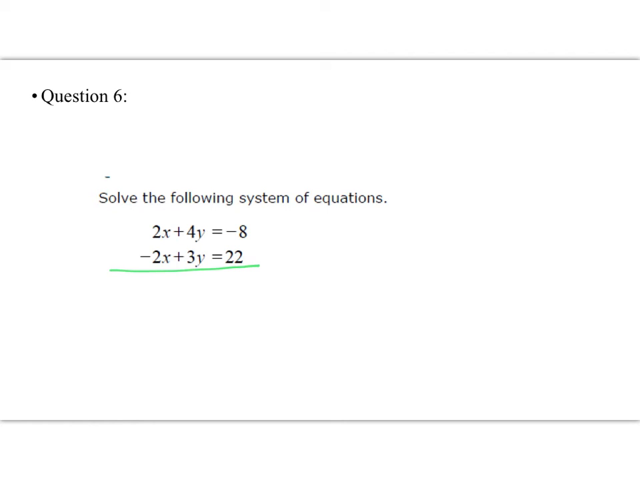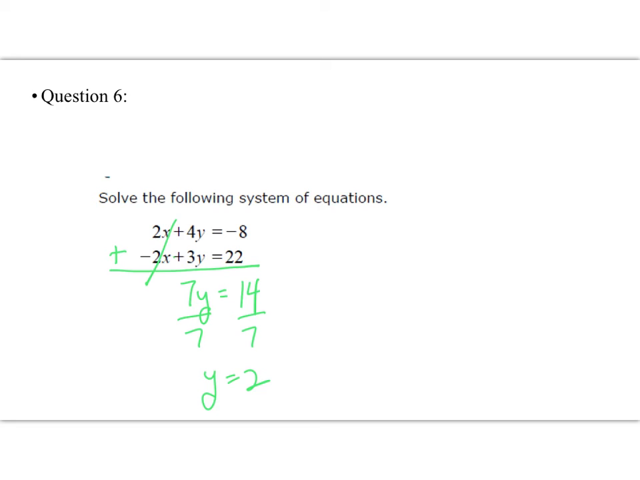Sometimes, which you'll see in the next question, you have to do a little extra work, but in this question you don't. So 2x minus 2x is 0, 4y plus 3y is 7y, and negative 8 plus 22 is going to be 14. Divide by 7, y is equal to 2.